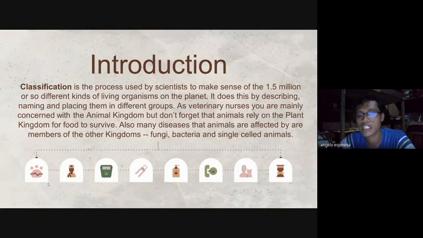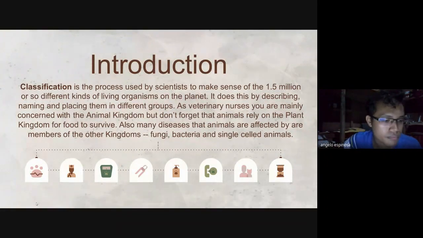So that's one. Not only animals have a classification. It also relies on the plant kingdom. They only differ in the structure of cells and the parts of the cells in the animal kingdom and in the plant kingdom, for food to survive. And we all know that the animal kingdom is dependent on plants, because animals cannot live for a long time without plants. They need plants, because plants can be converted into protein in the body of animals. Again, so we have the kingdoms to survive.